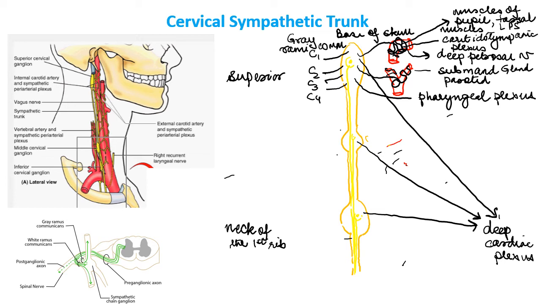Okay. Then comes the next, the middle cervical ganglia. This is the middle cervical ganglia, which may be inconstant. It is present near the inferior thyroid artery. Now, it has also given rise to a cardiac nerve, which has gone to the deep cardiac plexus, and it gives gray rami communicantes to C5 and C6. That means it's going to the upper limb. The sympathetic outflow to the upper limb via the brachial plexus.